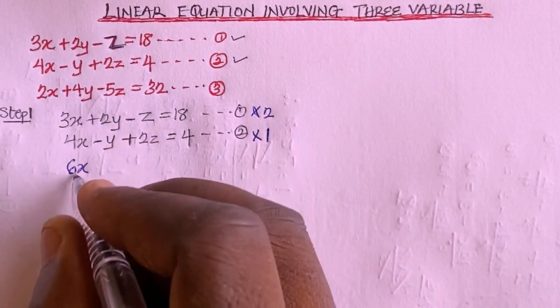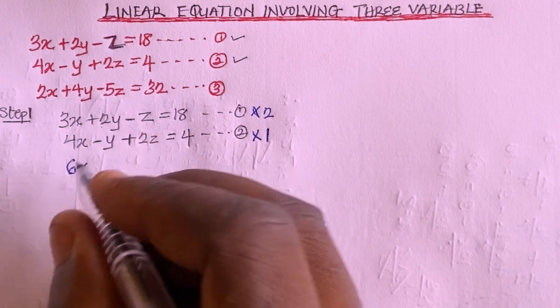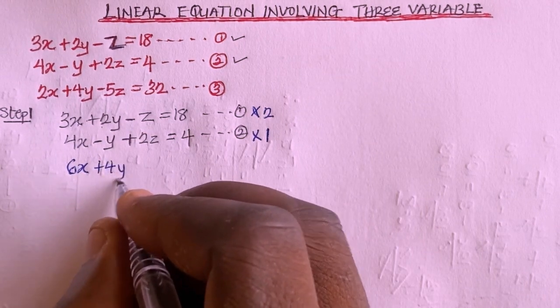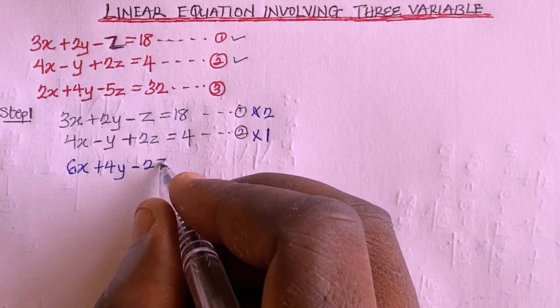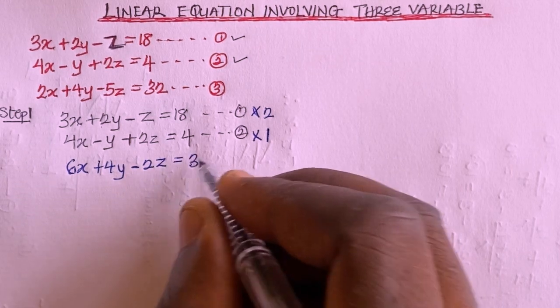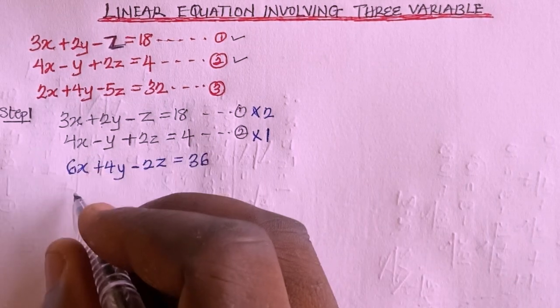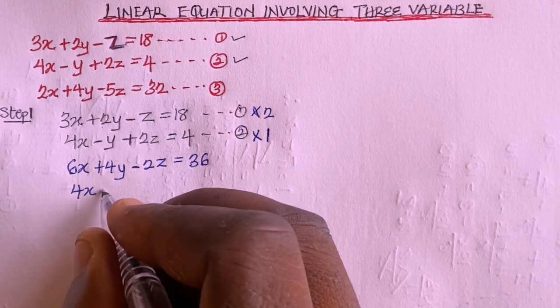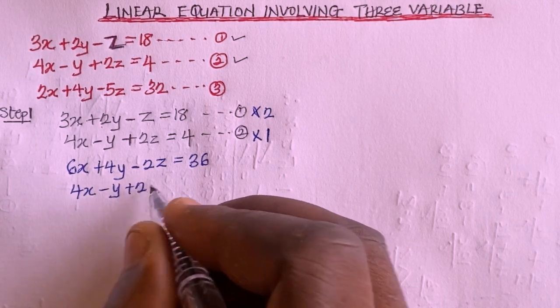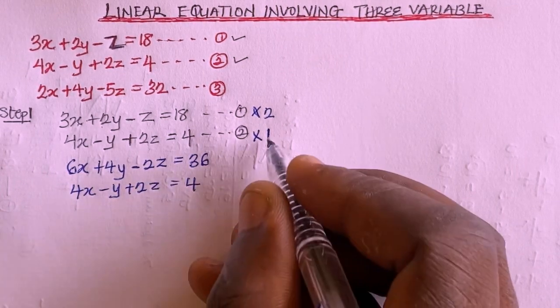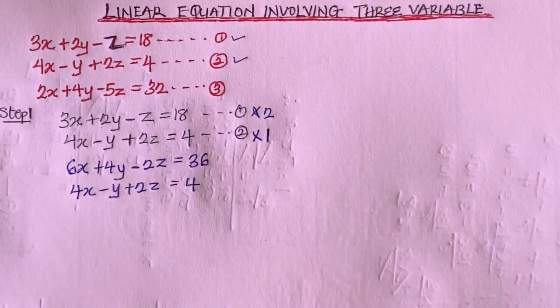Multiplying them, you are going to have 6x. To multiply 2y, that's plus 4y, then minus 2z equals 36. Then here we're going to have 4x minus y plus 2z equals 4. You use 1 to multiply everything.